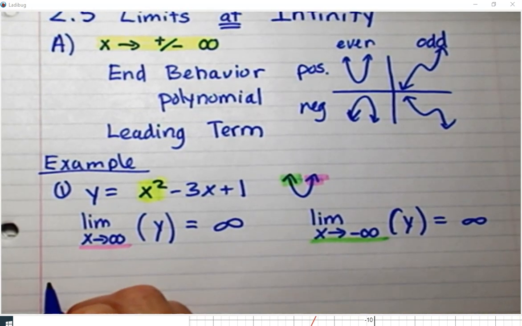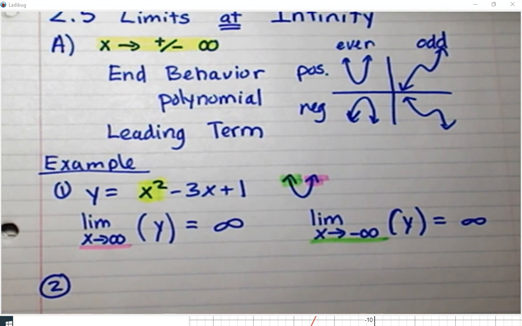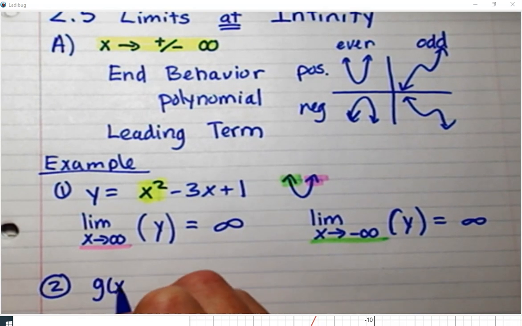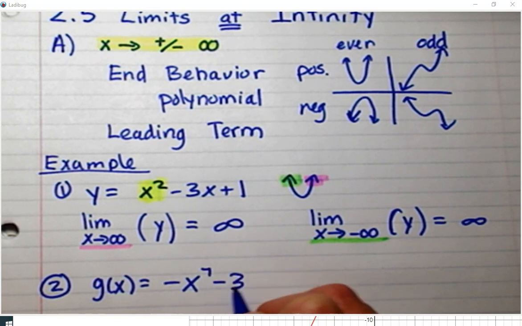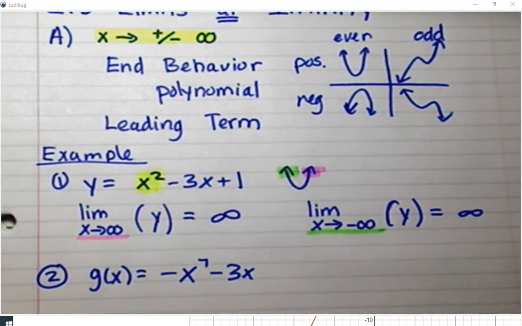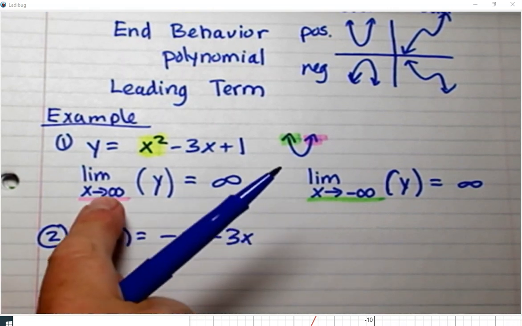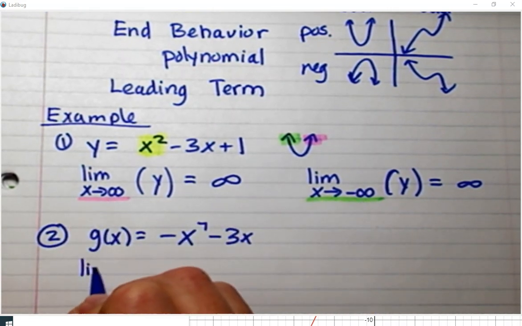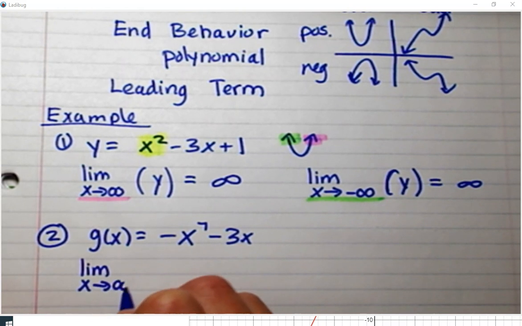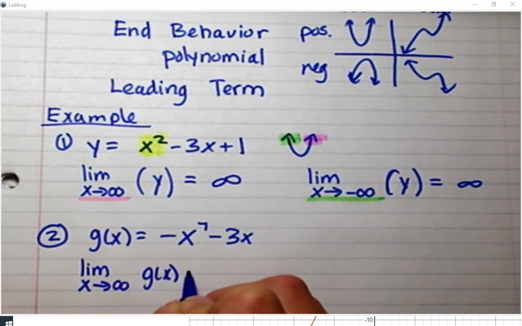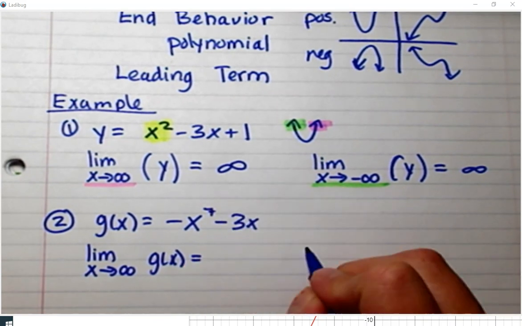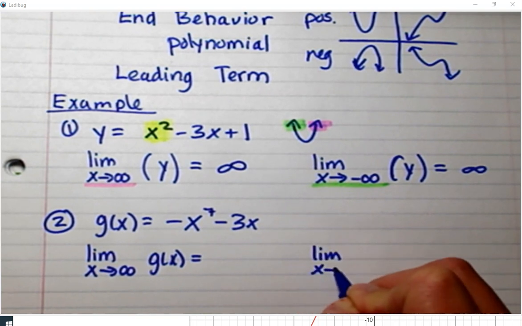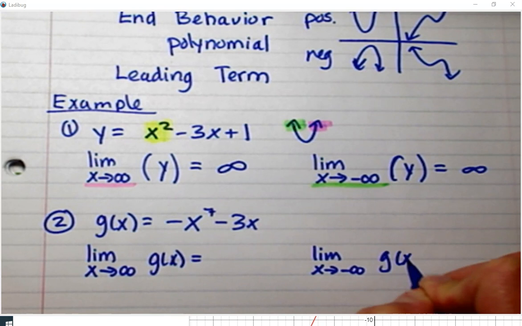All right, so let's do a second one. Okay? We're just priming our brains with the right vocab. So let's say g of x equals negative x to the 7th minus 3x. There you go. We're going to do the same thing. We'll do the right side and we'll do the left side. The limit x approaches positive infinity. That's a 7. There you go. We'll do the limit x approaches negative infinity.